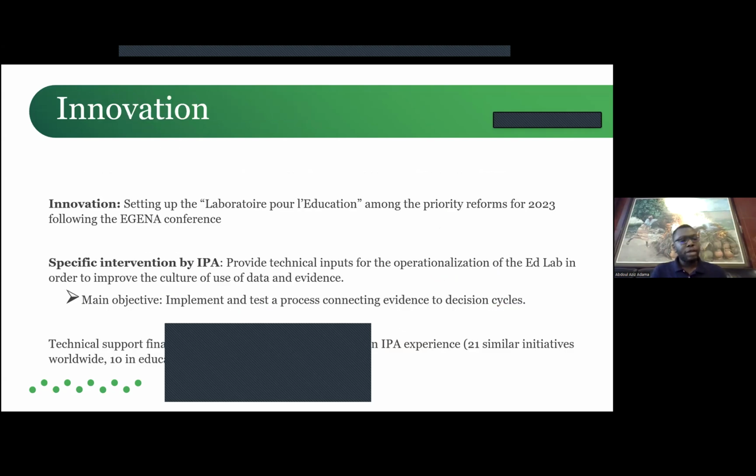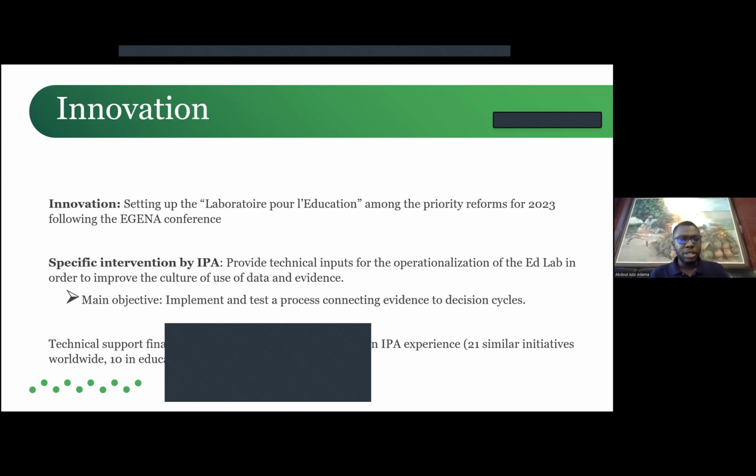And then what is the current innovation that the ministry is implementing? Similar to Ghana, the ministry is also implementing a dedicated team who will support this culture. They call it the Laboratoire pour l'Éducation. In short, we call it the EdLab. The EdLab, le Laboratoire pour l'Éducation, is a priority reform since 2023, following the Education Conference and the National State of Education in Côte d'Ivoire.